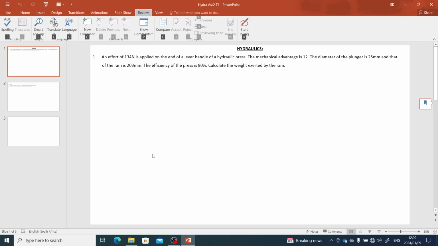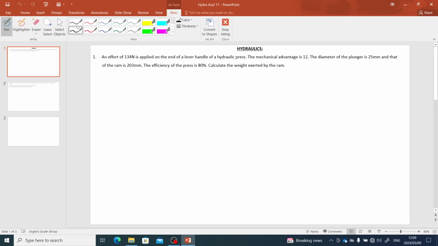Let us look at hydraulics. Let's work on our hydraulics. An effort of 134 is applied to the end of the lever. Let's take out our data, the given information.